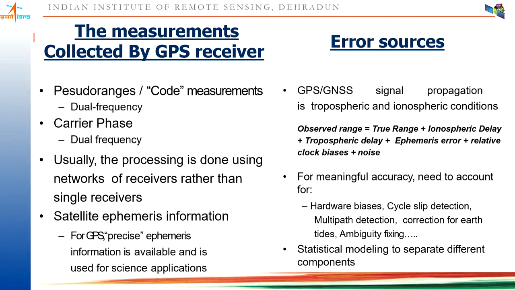Now, this total range is coming through the ionosphere and the troposphere, so there is delay, and also the satellite clock error or other errors. So the total range is basically a combination of true range plus ionospheric delay plus tropospheric delay plus ephemeris error plus relative clock bias, and some noise also. For meaningful accuracy, we need to account for hardware biases, cycle slip detection, multipath detection, correction for Earth tides, ambiguity fixing, and statistical modeling to separate the different components.